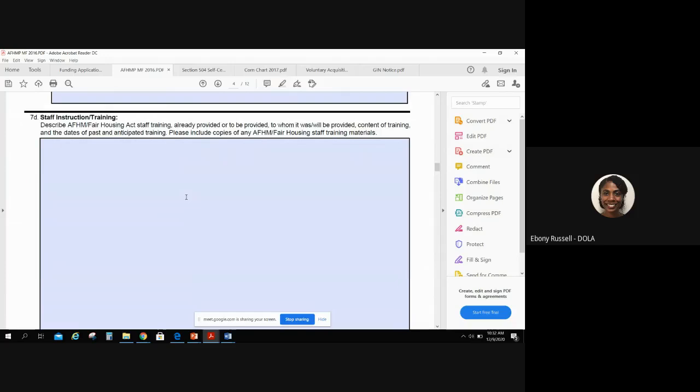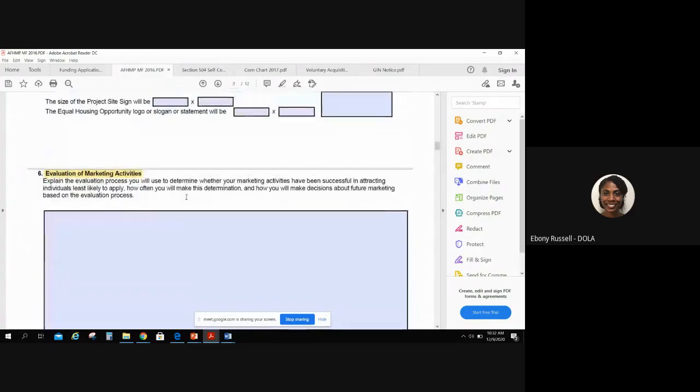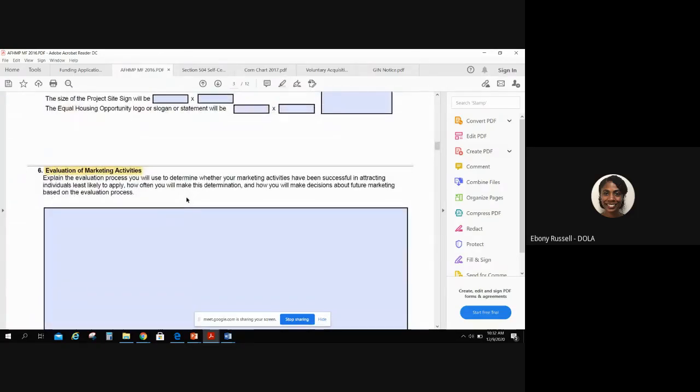So you can evaluate how that marketing worked for you and how it didn't work. So that is the affirmative fair housing marketing plan.